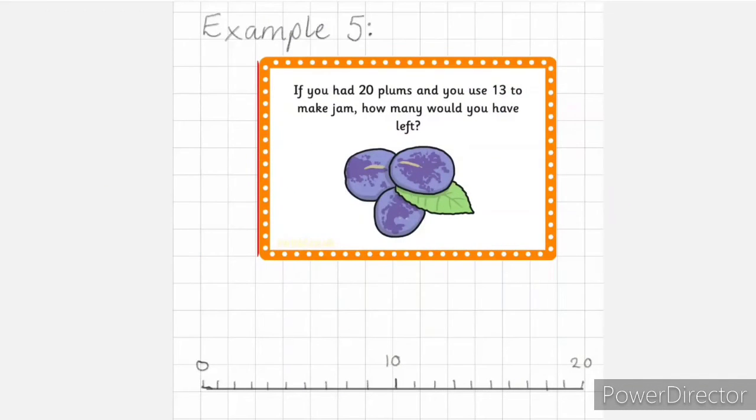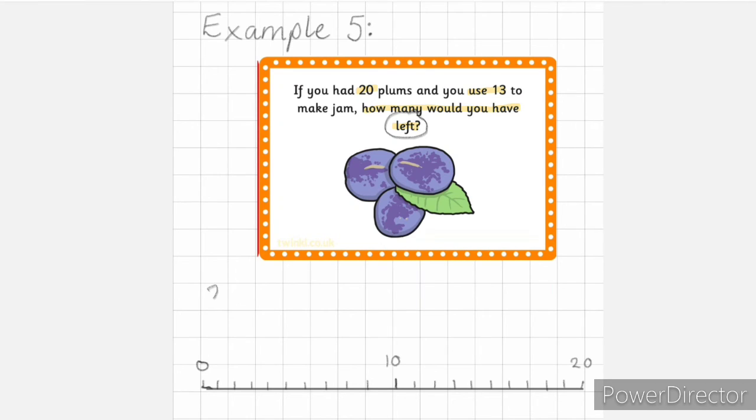And this is another example of a subtraction or a taking away question. The question says, if you had 20 plums and you used 13 to make jam, how many would you have left? So we started with 20 plums and we used 13 of them to make jam. How many would we have left? So remember, if we think about this word here, how many do we have left? That's asking us, once you've taken away 13, how many do you have left? So that is going to be another taking away.